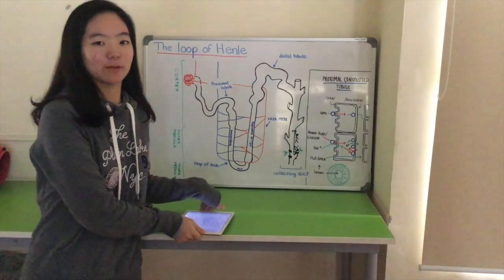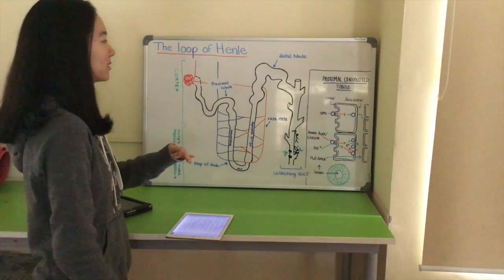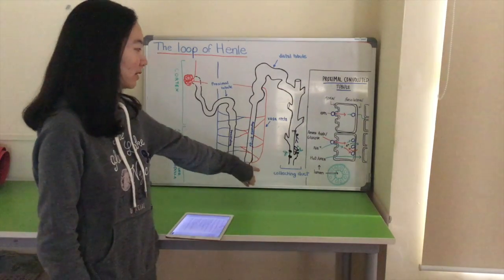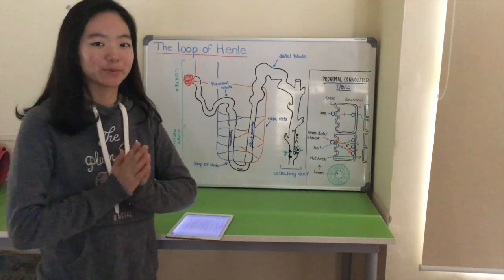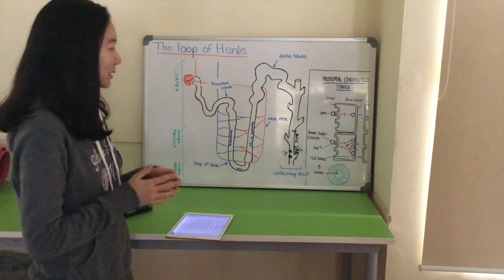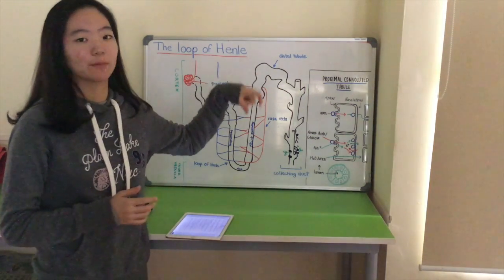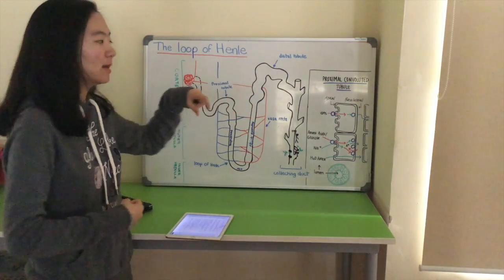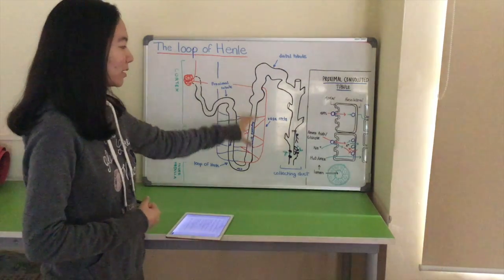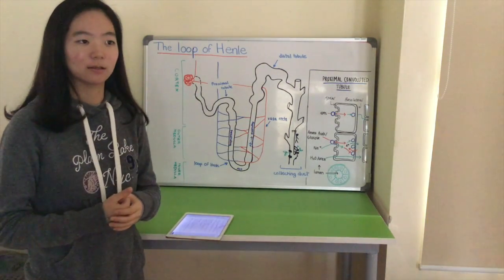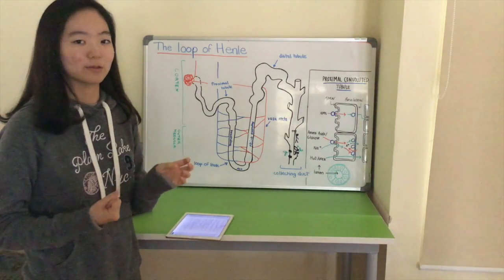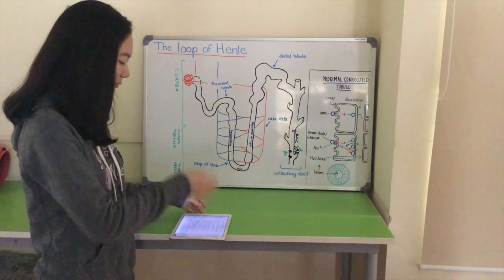Once the filtrate moves past the loop of Henle, it enters the distal convoluted tubule and the collecting duct, which is where further reabsorption of water occurs. This is because the filtrate inside the tubules is hypotonic after reabsorption, whereas the conditions in the medulla are hypertonic. So water is drawn out of the tubules into the medulla, causing reabsorption of water.